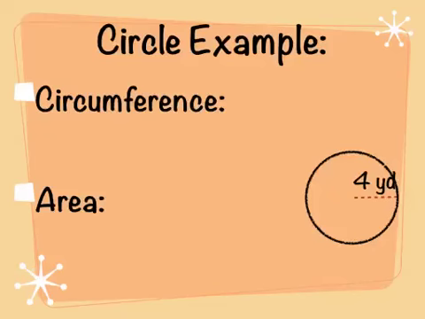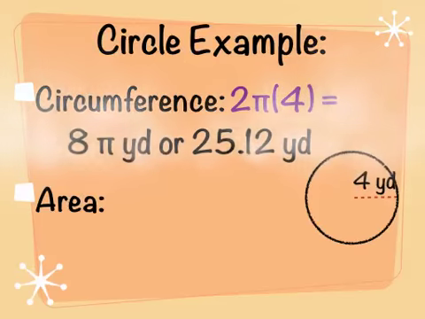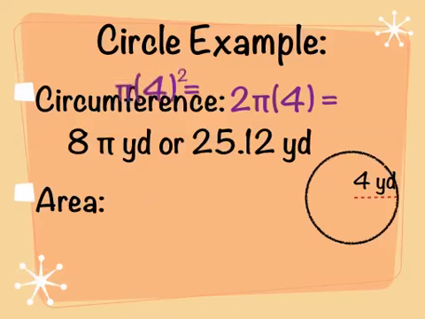An example gives us a radius of 4 yards. So we do 2 times pi times 4. You can leave your answer in 2 ways in a circle. You could say 8 pi yards. This is called leaving it in terms of pi. If you go ahead and multiply 8 times 3.14, which is what we're going to use for pi, you would get 25.12 yards. To find the area, we need to do pi times 4 squared.